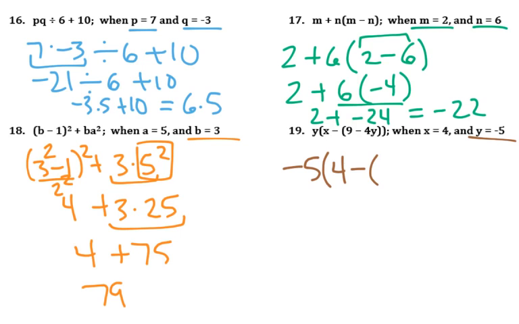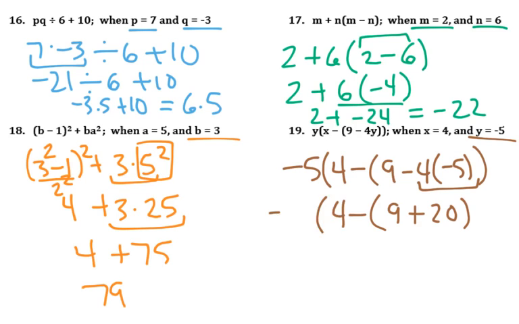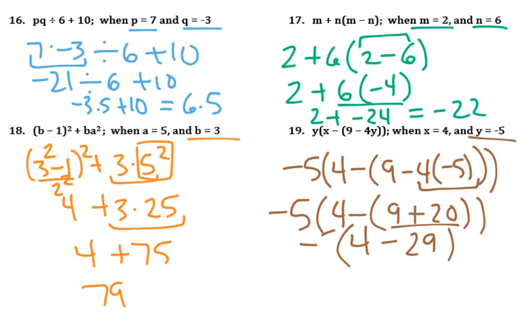Y negative 5 times x4 minus 9 times 4 times negative 5. So we start with this part first inside the parentheses. Negative 4 times negative 5 is positive 20. Needed more parentheses, didn't I? Then 9 plus 20 is 29. 4 minus 29, because it's still in parentheses, would give us a negative 25. Negative 5 times negative 25 is positive 125. The order of operations can be kind of tricky when you make it that crazy, huh?